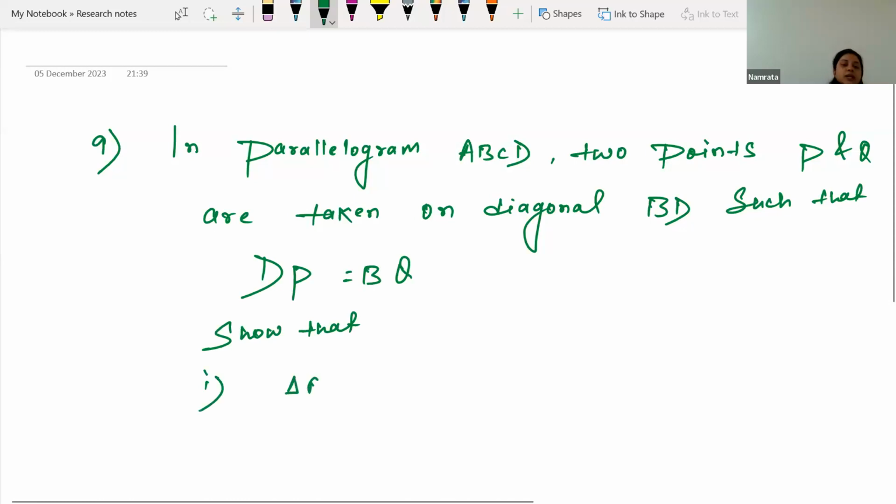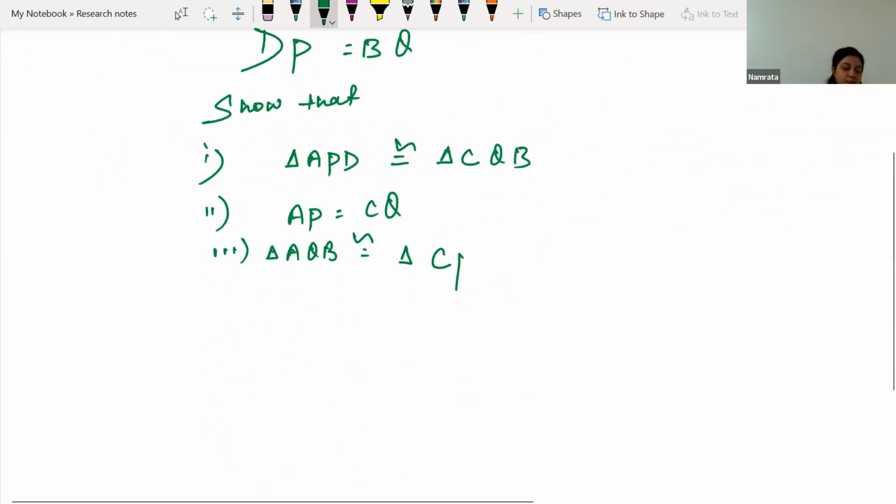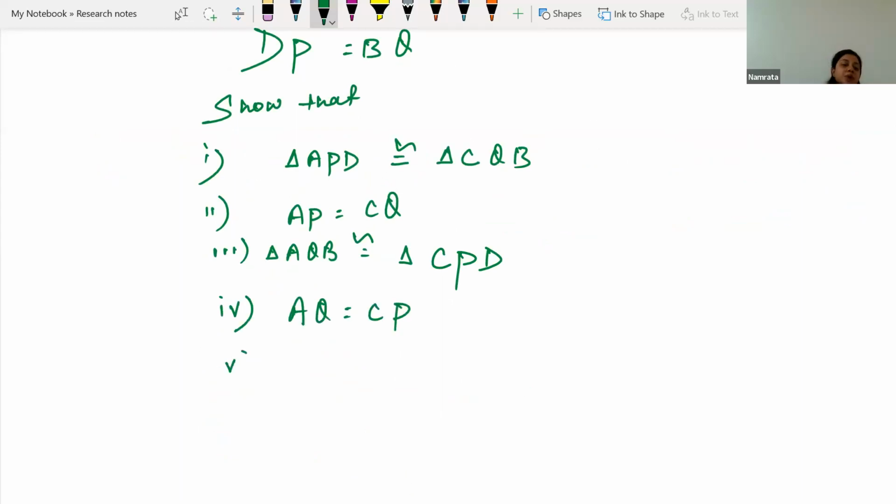First part, triangle APD is congruent with triangle CQB. The next part is AP is equals to CQ. After that, we are having triangle AQB is congruent to triangle CPD. Fourth part is also there: AQ is equals to CP, and fifth part is also there: that is APCQ is a parallelogram.